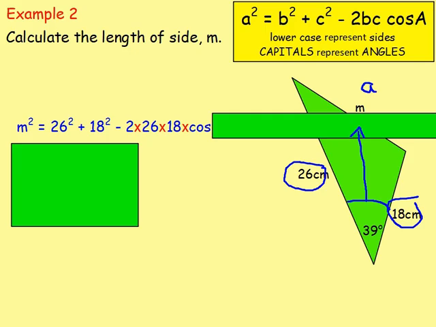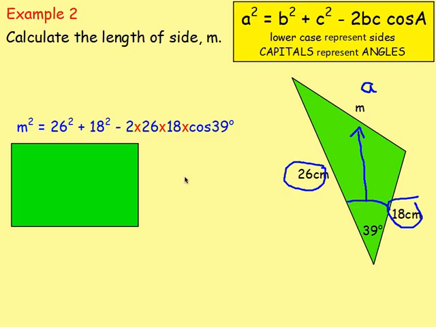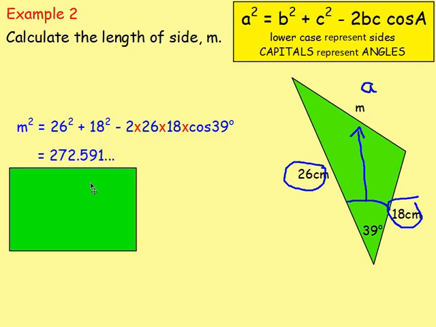Good, and what is the angle? Well, it's the included angle, which is the angle between the two sides, which is 39 degrees. So it's cos 39. It is indeed, yes. Well done. William, you're a genius. And if you type that into the calculator, what do you end up with? You end up with 272.591. Again, keep that answer on your calculator.